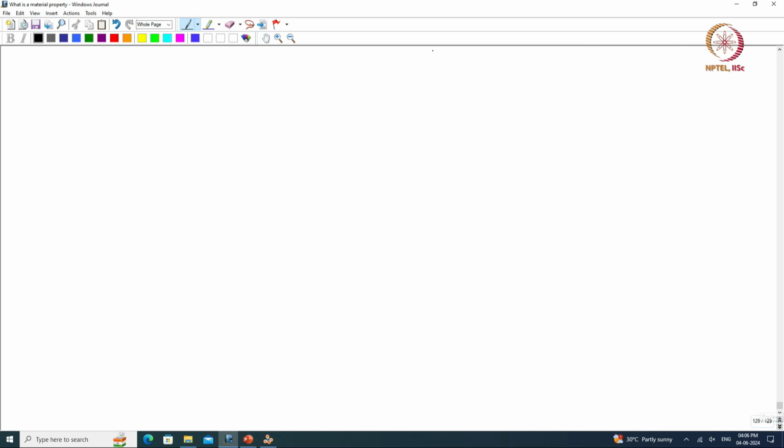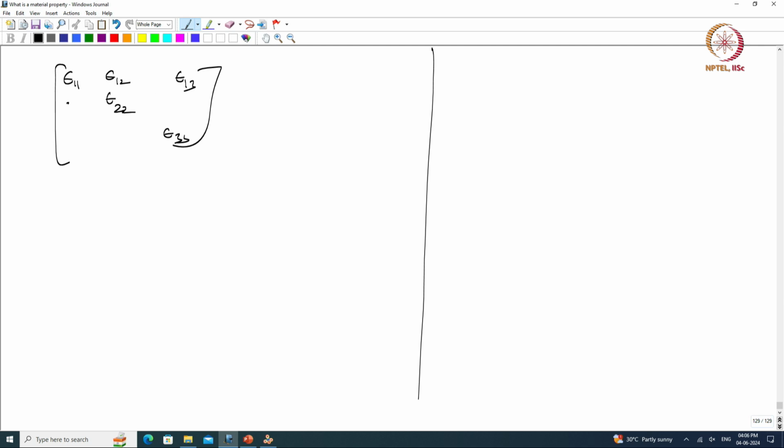So, now let us look at the inversion operation. Now, I have a tensor epsilon 1 1, epsilon 2 2, epsilon 3 3, epsilon 1 2, epsilon 1 3. I am going to write this as a symmetric tensor. So, this component is equal to this component; epsilon 2 1 equals epsilon 1 2.